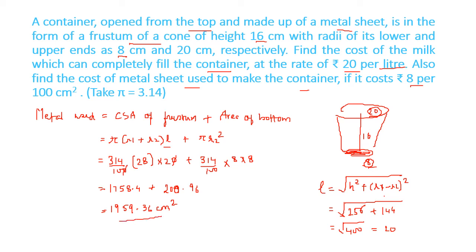That is the metal which is used. Now 100 centimeter square costs 8 rupees. So 1959.36 centimeter square will cost... You can cross multiply and get the answer. It will approximately cost rupees 156.75. So this is the approximate cost of making the container.